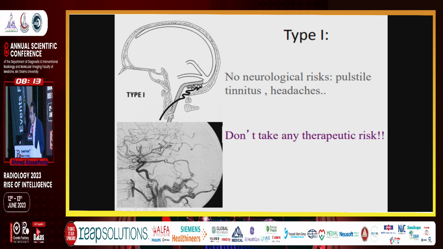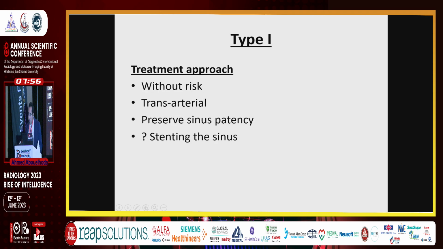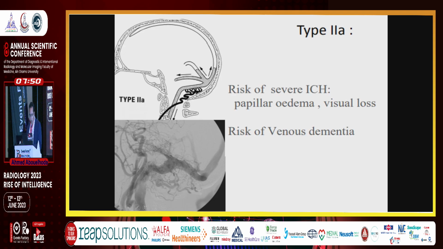According to the types, as we said, type 1 is a benign fistula. Don't take any therapeutic risk in treating this patient unless he has very severe symptoms, intracranial hypertension, or risk of transformation, as we said, into venous stenosis or occlusion. This patient should be treated without any risk, so we can go to the transarterial side and preserve the sinus patency because it's a functioning sinus.